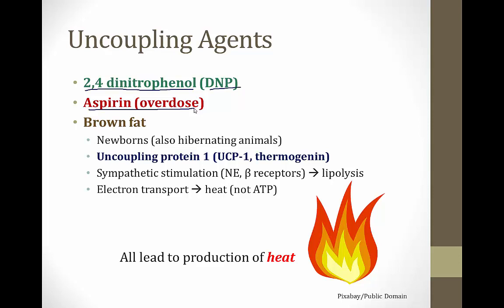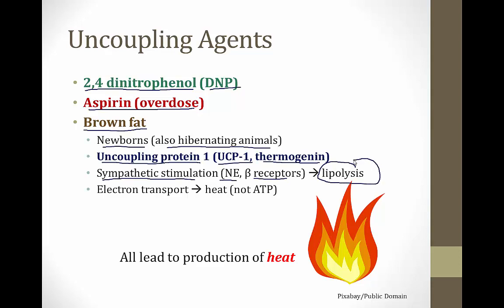Another place where oxidative phosphorylation is uncoupled is in brown fat. This is fat that is found in newborns, but it goes away as the child grows up. It's also found in hibernating animals to keep them warm during the winter. Brown fat contains a substance called uncoupling protein 1. It's also called UCP1 or thermogenin. And sympathetic stimulation through norepinephrine and beta receptors leads to lipolysis of brown fat.